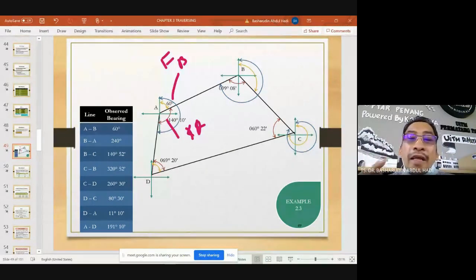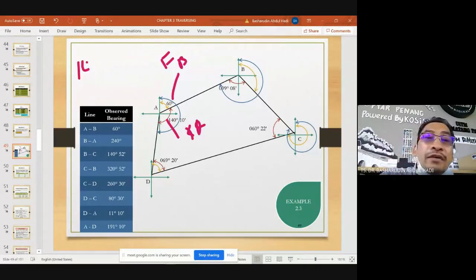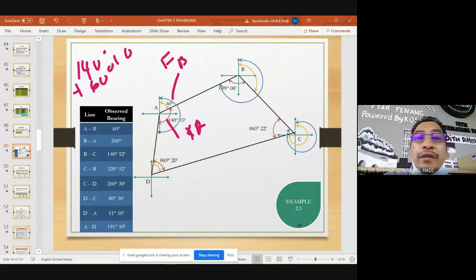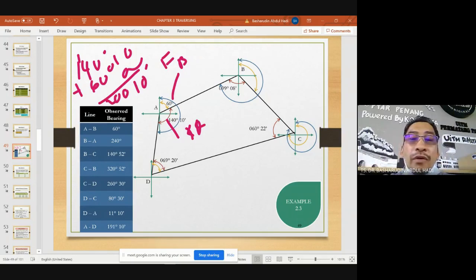So your station A to D is 140 degrees 10 minutes plus 60 degrees 0 minutes. So you get 200 degrees 10 minutes, almost this one. So A to D you get 200 degrees 0 minutes. So that is how you calculate.